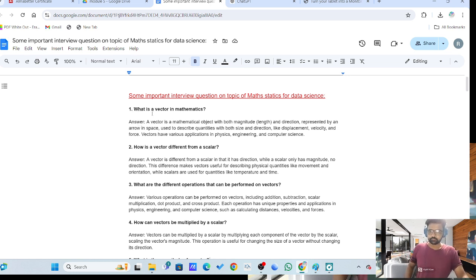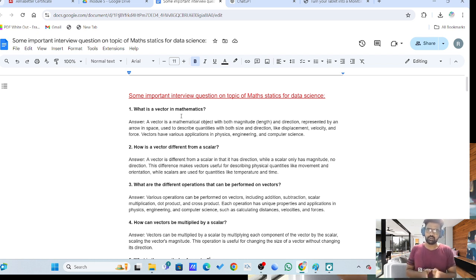Okay, what is a vector in mathematics? A vector in mathematics is a quantity which has a magnitude as well as a direction, such as distance, displacement, velocity. What is the difference between distance and displacement? This also helps explain the difference between a vector and a scalar.